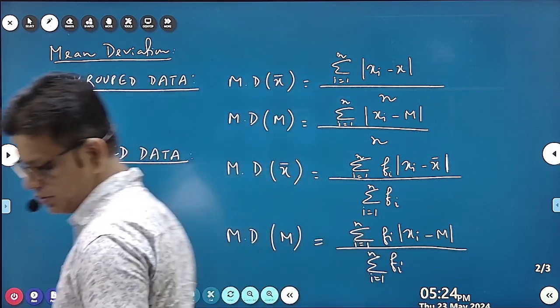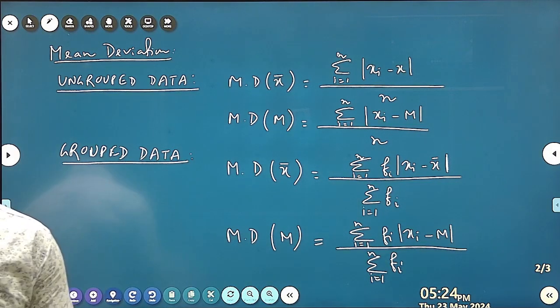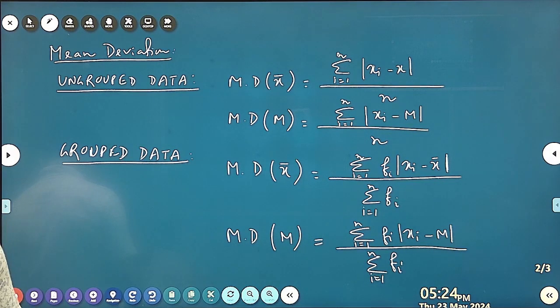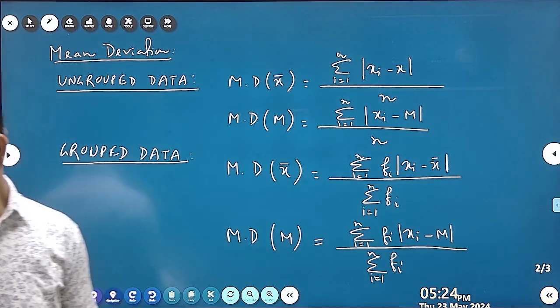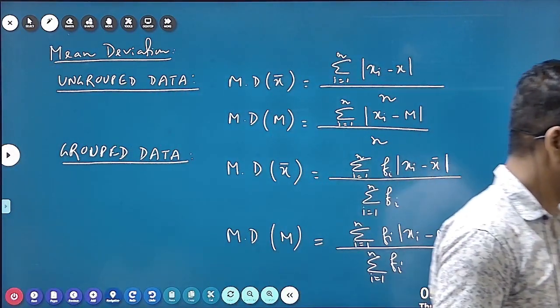Okay, so it is in page number 202 in the module. Write the formulas. Once the formula is known, it's easy. It's not very difficult.